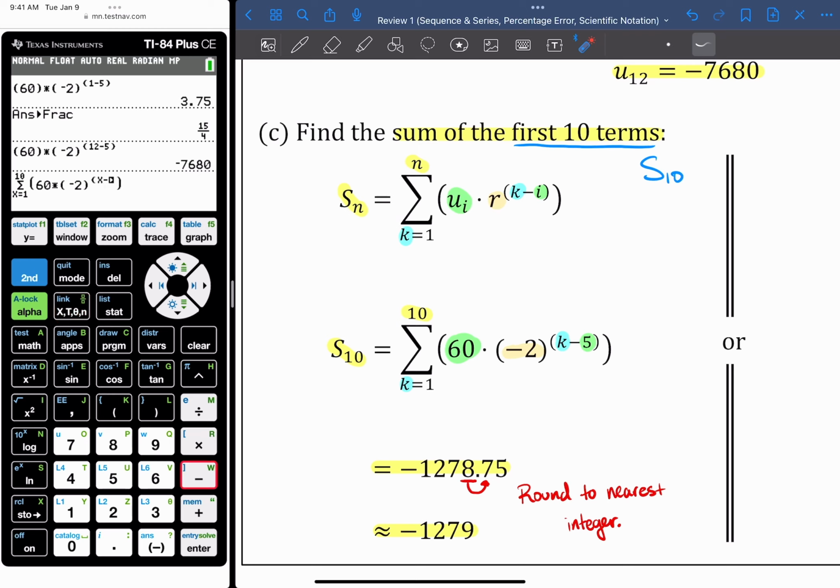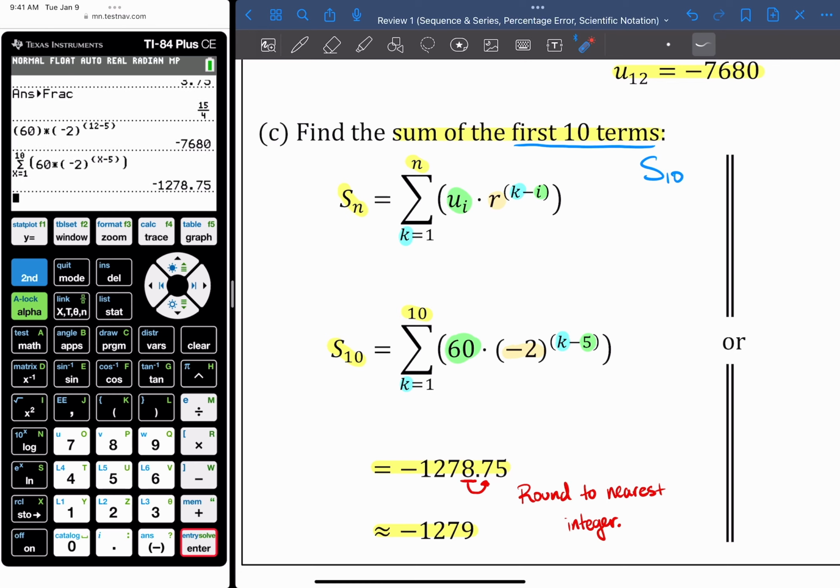I'm going to minus, where am I starting? What term am I starting at? I'm starting at the 5th term. So I'm going to minus that, and there we go. Press enter, and I get this, negative 1,278.75. Now, I want to round it to the nearest integer. I don't want any fractional part. I want it whole, a whole position. I want just the integer value.